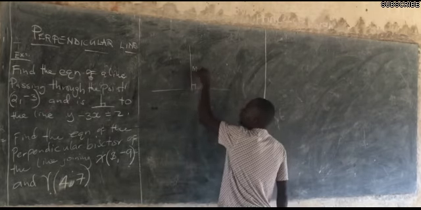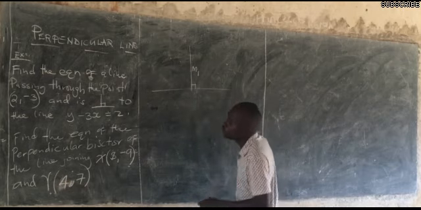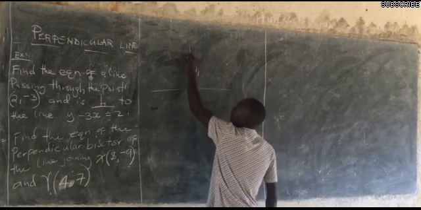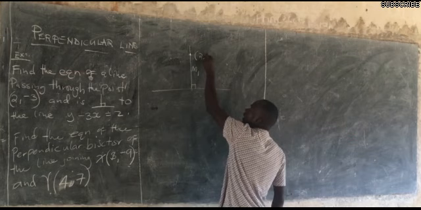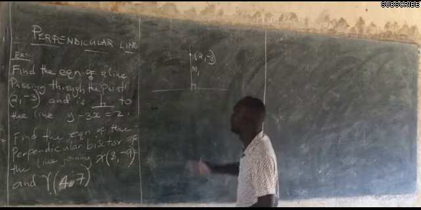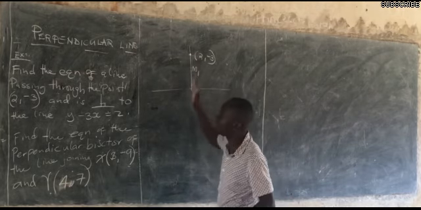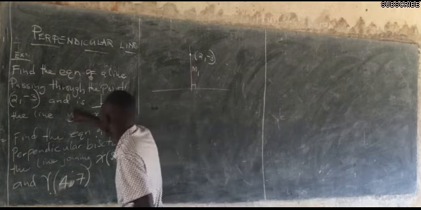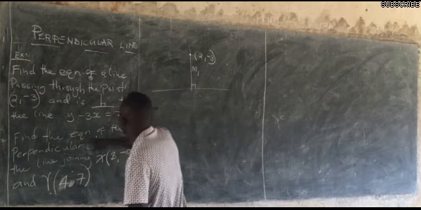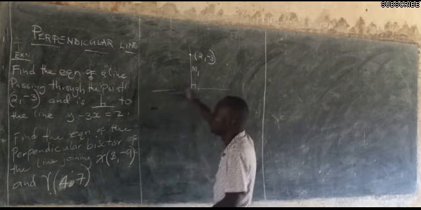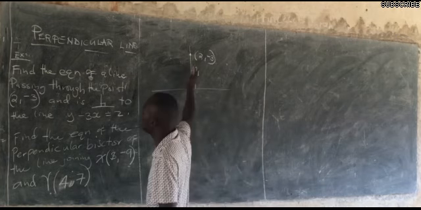Let's say it's line 1 with gradient M1. It passes through a point, and this point is (2, -3). That is where it passes. So they want us to get the equation of this line. But then they say it is perpendicular to the line. So this is the perpendicular line, which forms an angle of 90 degrees with the initial line.